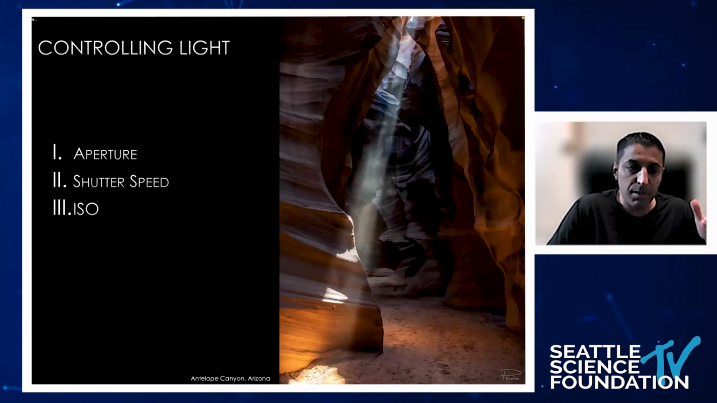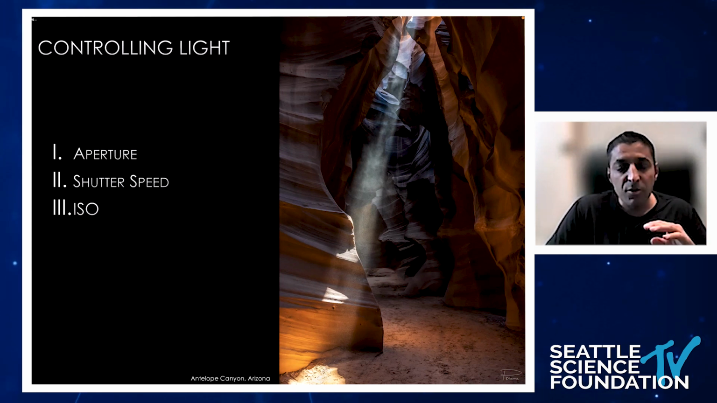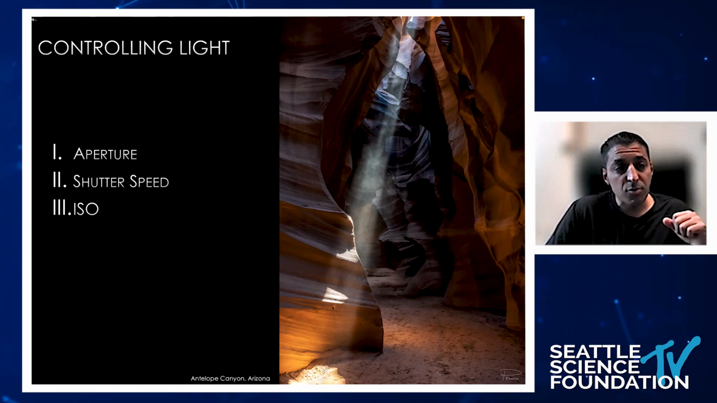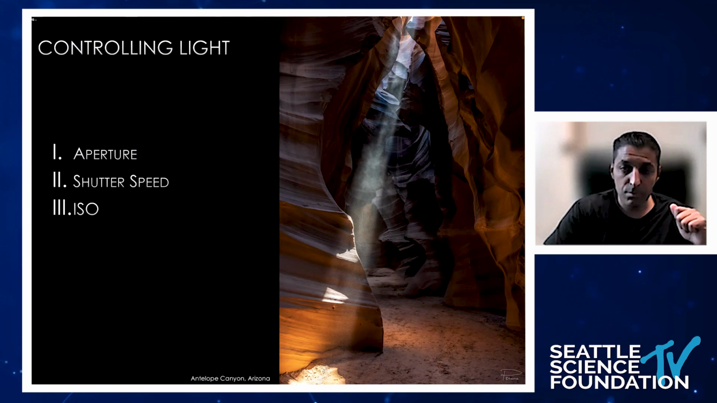So we talked a little bit about equipment. We talked about the importance of consistency. And now let's talk about how we can actually control the quantity and the type of light that enters your camera. There's three main ways we can do that. And there's three parameters, again, that we can change to change that quality and quantity of light. Those parameters are part of what we call the exposure triangle. And the parameters are aperture, shutter speed, and ISO.